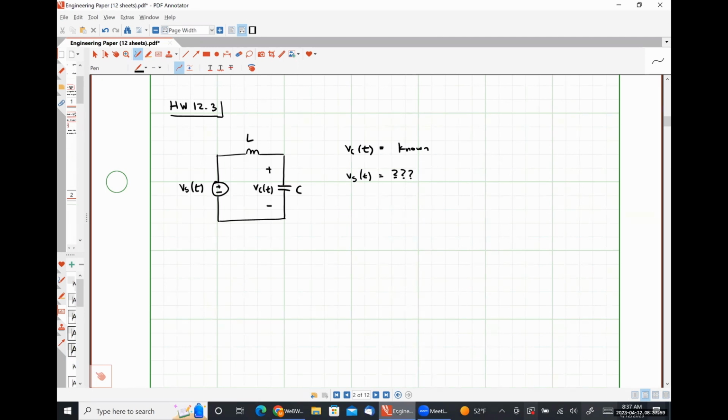I feel like I gave you guys a huge hint when I described this problem as a single loop circuit, because everything is connected in series. Whenever we have a single loop circuit, what should we do? Kirchhoff's voltage law. 100% of the time, that's how we should look at a single loop circuit.